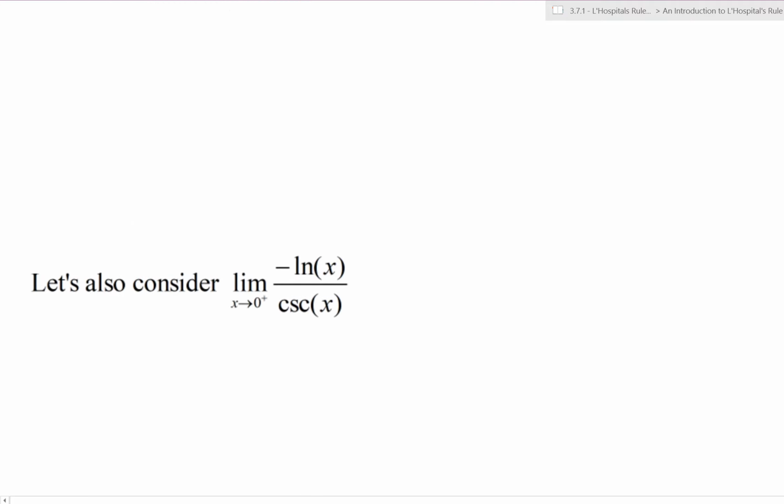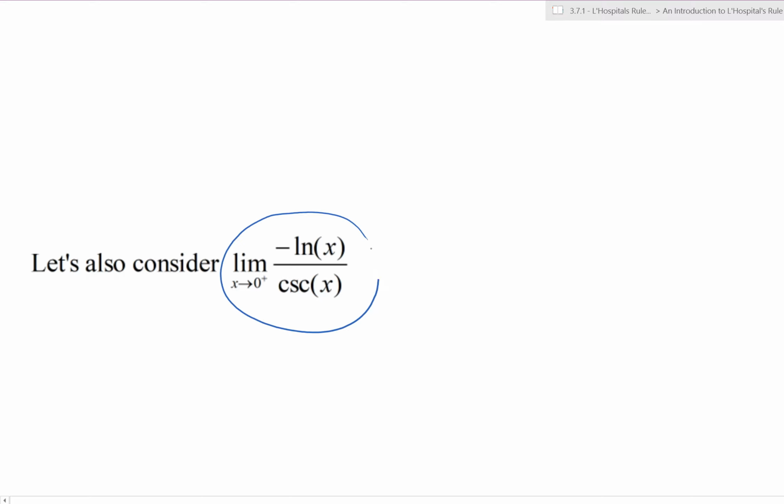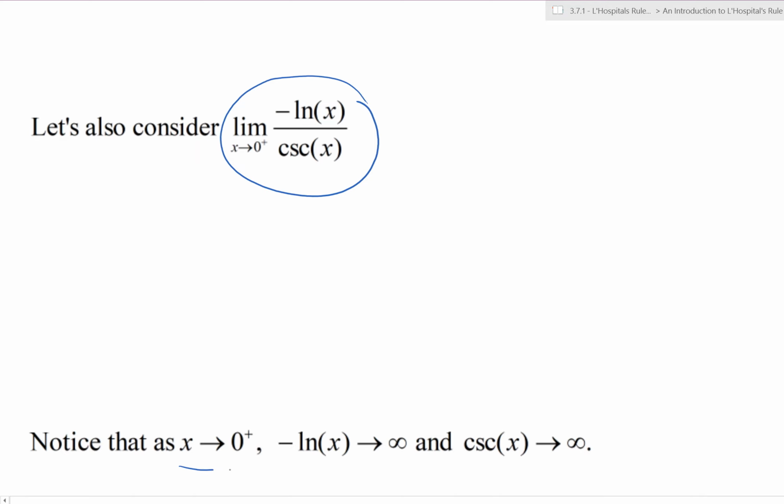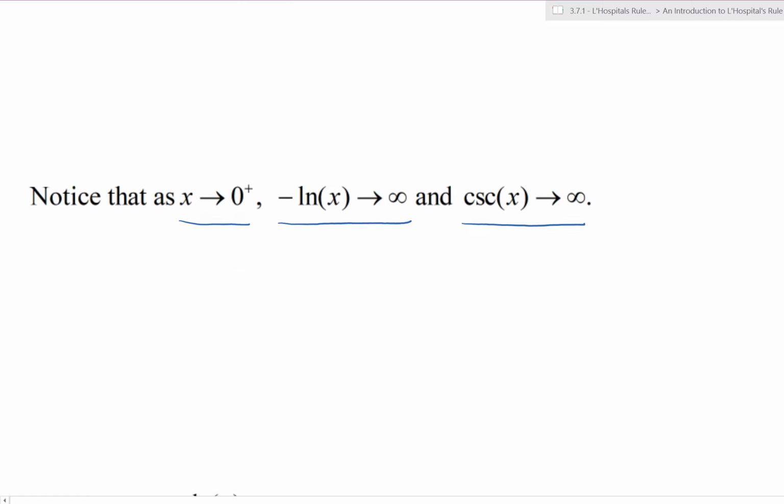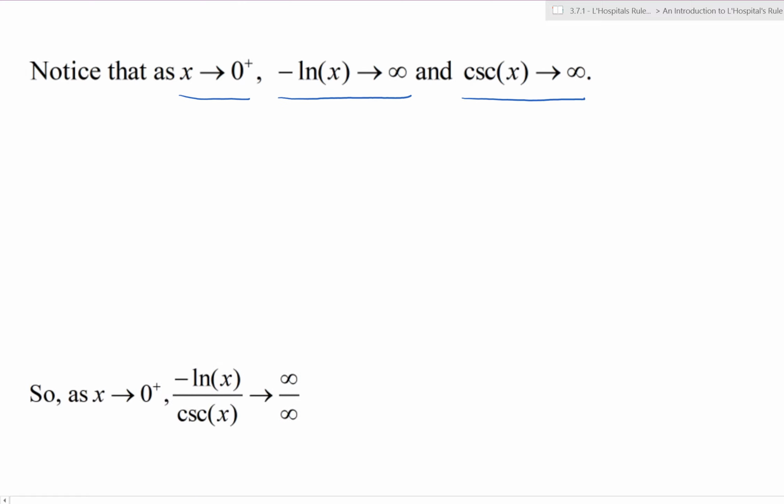Moreover, let's consider another situation. Consider this limit right here. The limit as x goes to 0 from the right of the negative natural log of x divided by the cosecant of x. In this situation, notice that as x approaches 0 from the right, negative ln of x approaches infinity, and cosecant of x also approaches infinity. And in this situation, it follows that the quotient, negative ln of x divided by cosecant of x, as x approaches 0 from the right, approaches this form infinity over infinity.